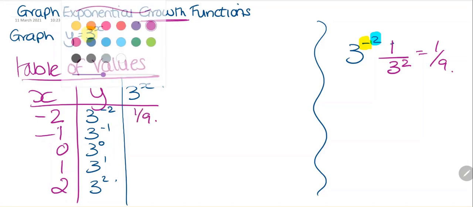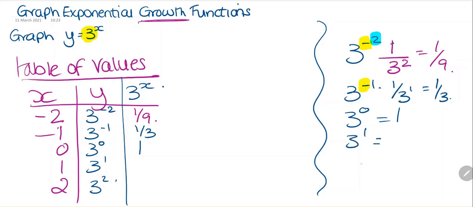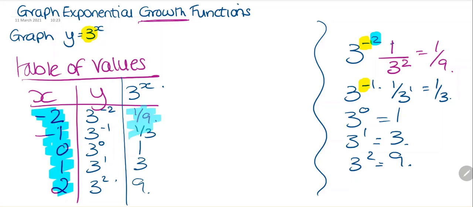We do the same with the second. So we have 3 to the -1. So this tells us it's going to be 1 divided by 3 to the power of 1, which is just going to be 1/3. The next one, we have 3 to the 0, and anything to the power 0 is just 1. And then 3 to the power of 1 is going to be itself, so this will be 3. And 3 to the power 2, we know 3 squared is going to be 9. So we need to plot these values.